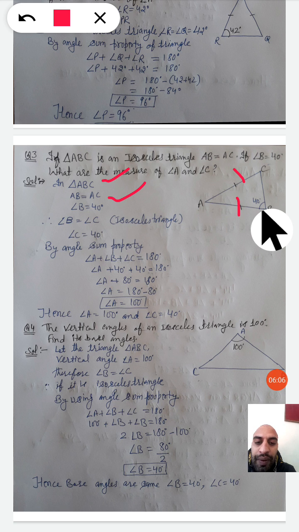As well as if angle B is 40, I told you earlier also, the angles opposite to the equal sides are equal. So this is also going to be 40. By using the definition of isosceles triangle, that means B and C are equal. They are 40 degrees. Now apply the angle sum property, that is the sum of three angles is equal to 180 degrees. So angle A plus B plus C must be equal to 180 degrees.